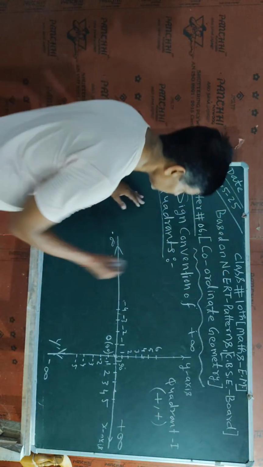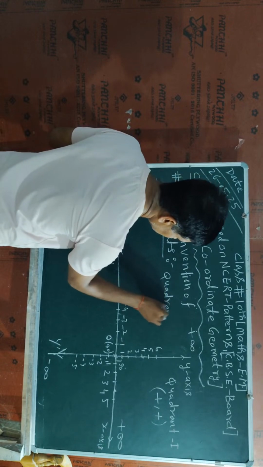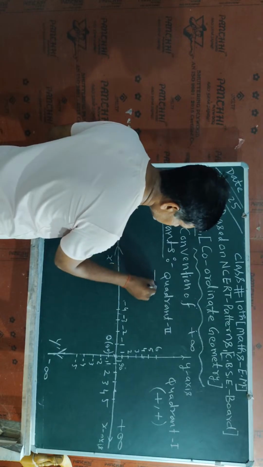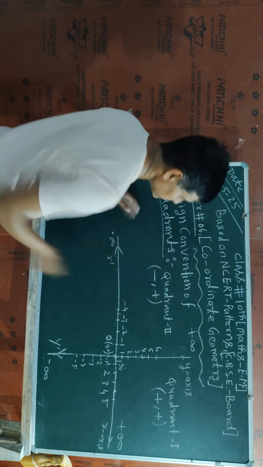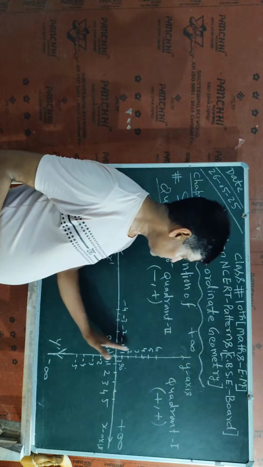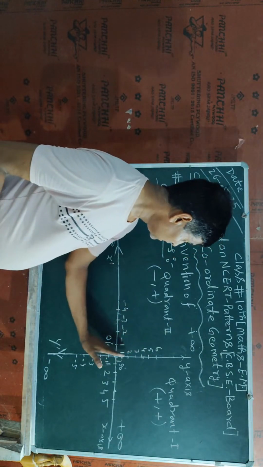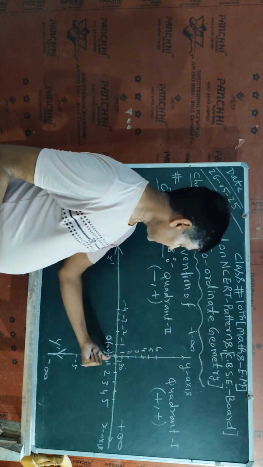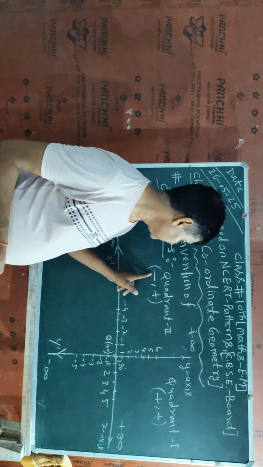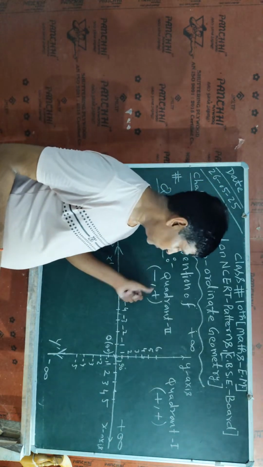Now here, for the second quadrant, I have to write minus comma plus. Here the abscissa value will be negative, but the ordinate value will be positive, because the ordinate will go in the upward direction, but the abscissa will go in the inverted direction. So its sign will be negative. So the x coordinate will be negative, and here the y coordinate will be positive.